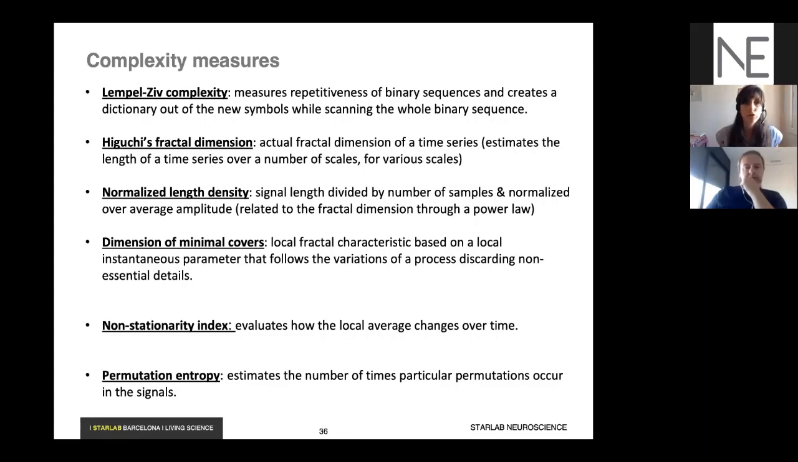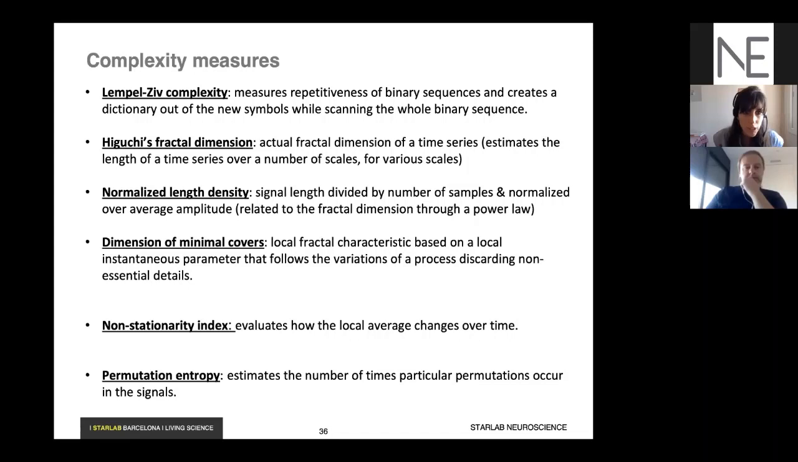Apart from the Kolmogorov theory on complexity, there are a lot of different theories, and a lot of different complexity measures, which you can see here. There are also measures based on fractal dimension, which is based on another theory, the chaos theory, but I'm not going to talk about this in this talk due to time limitations. Otherwise, I would love to. So we have the Higuchi's fractal dimension, the normalized length density, the dimension of minimal covers, the non-stationarity index, the permutation entropy. All of these measure in their own way the complexity of the signal. Sometimes they are related to each other through a power law or linearly or with any other kinds of laws.